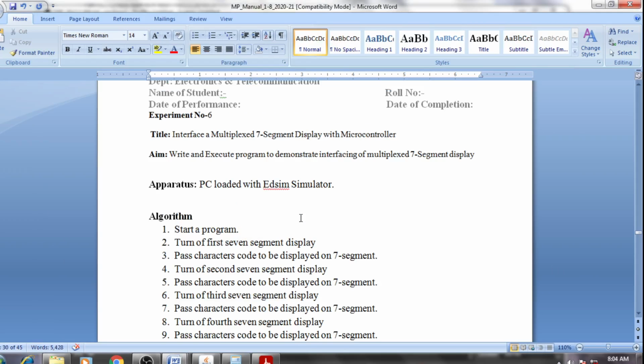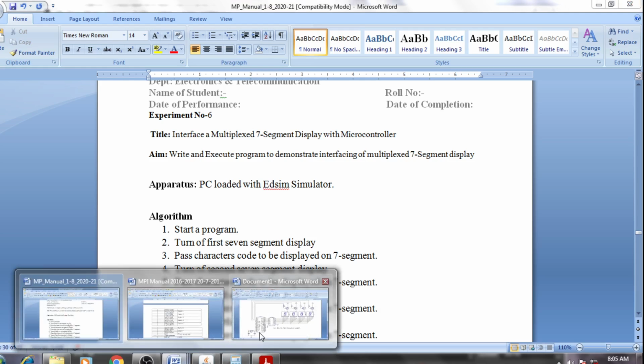Today we are going to learn microcontrollers practical. So experiment number 6 that I am going to show you. The title of the experiment is interfacing of multiplex 7 segment display with microcontroller. Now what do you want to do here? Here you want to interface a set of 7 segments. So a set of 7 segments means we are considering here 4 segments are interfaced.